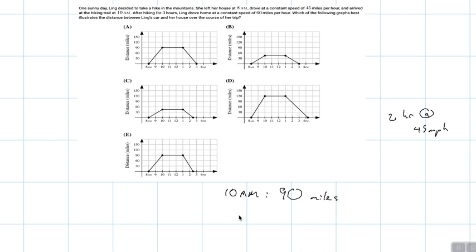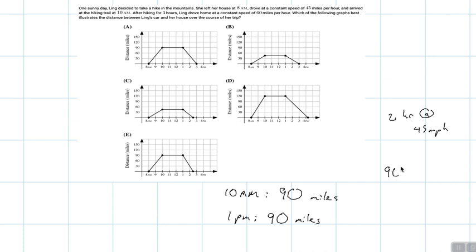Then she hikes for 3 hours. So 1 p.m. is 3 hours later than 10 a.m. So the distance between her house and her car is still 90 miles. And then she drove home at a constant speed of 60 miles per hour. So at 1 p.m. she drives home.